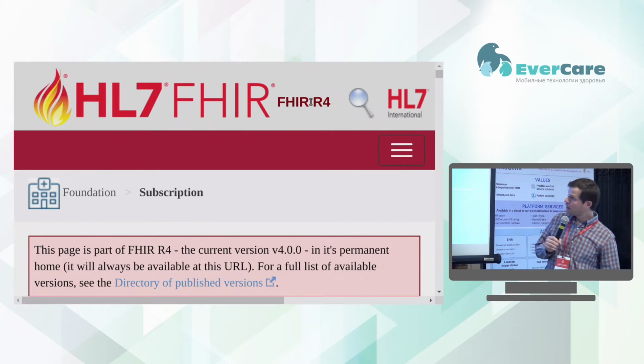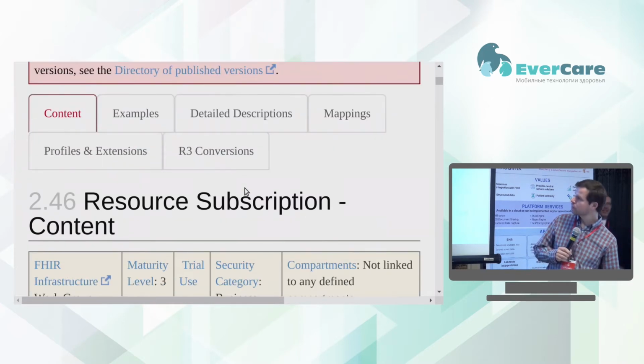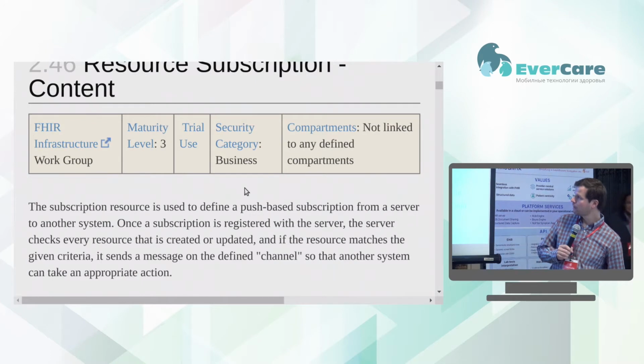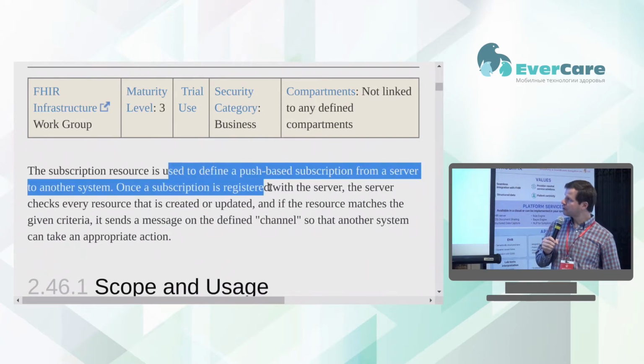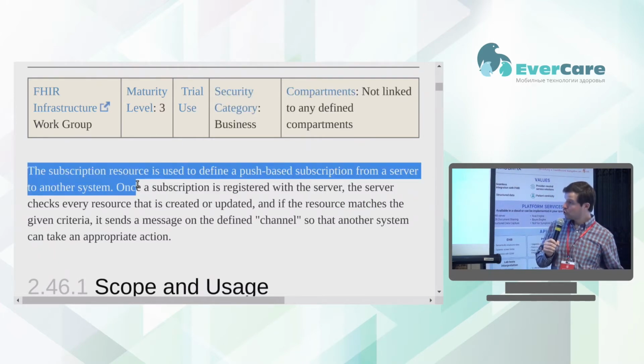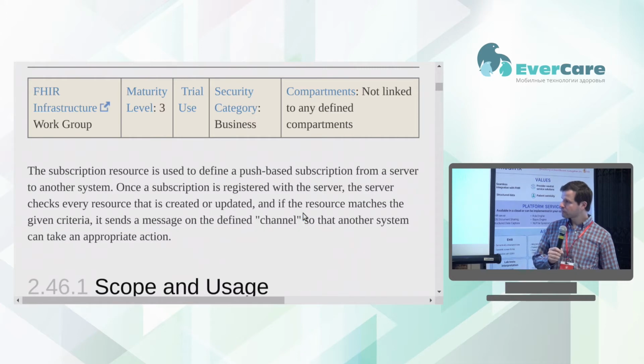So this is the subscriptions page in the FHIR R4 release. Very briefly, we say that subscriptions is a way to do a push-based notification from a server to another system. And we say that it sends its message on a defined channel.